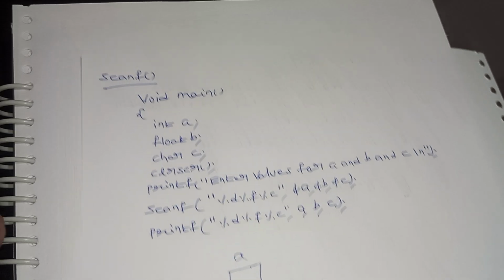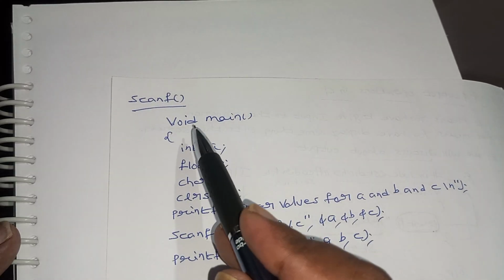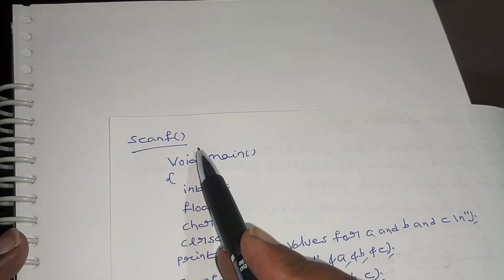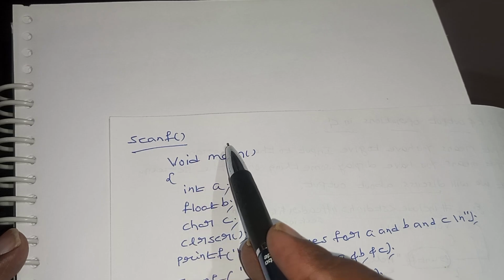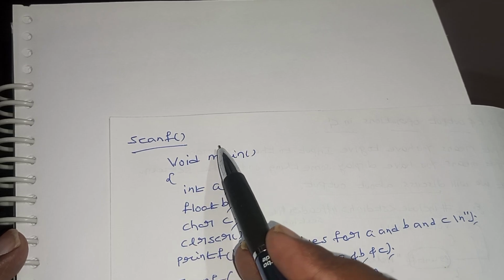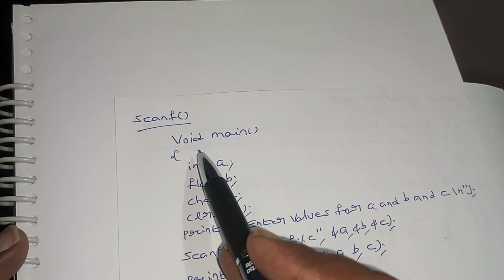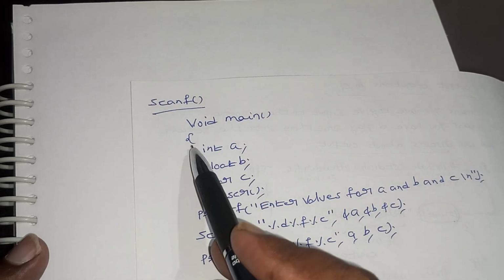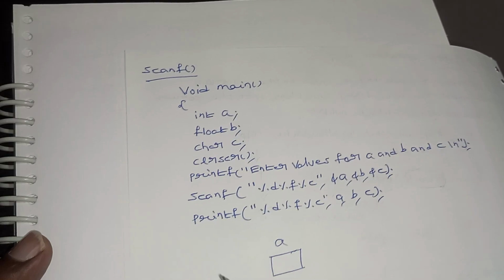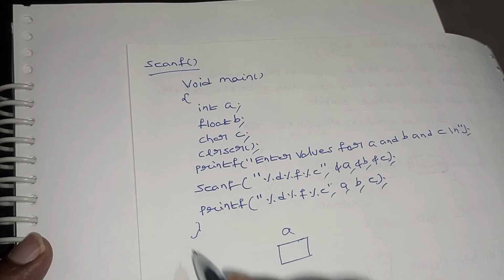Okay, so mainly here, by observation, I am not including the stdio.h header file. That is optional, but better you include it. So this is the main function. This is the opening of the main function, and this is the closing of the main function.